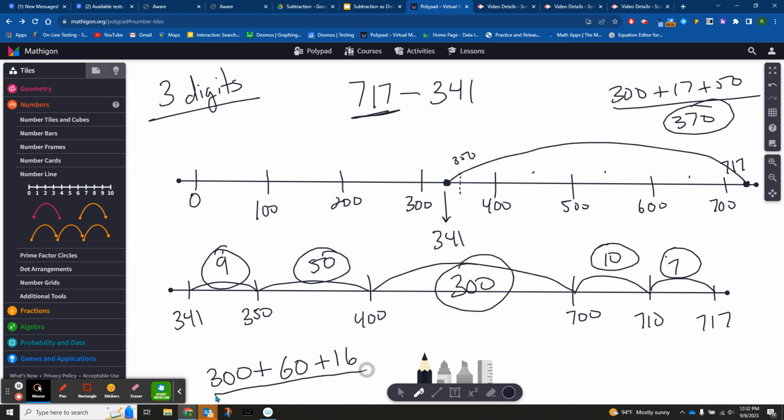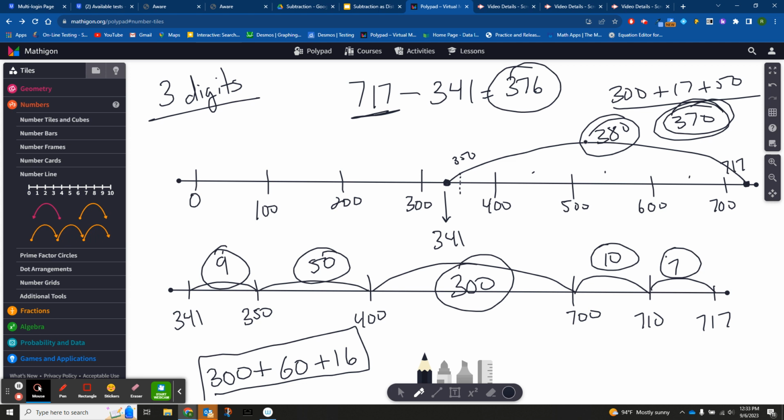Now my hardest part here is just to add all this up, right? So hopefully our kids can add this up. 376, right? So my estimate of 370 was pretty close. If your student would have said 380, guess what? That's still pretty close, right?